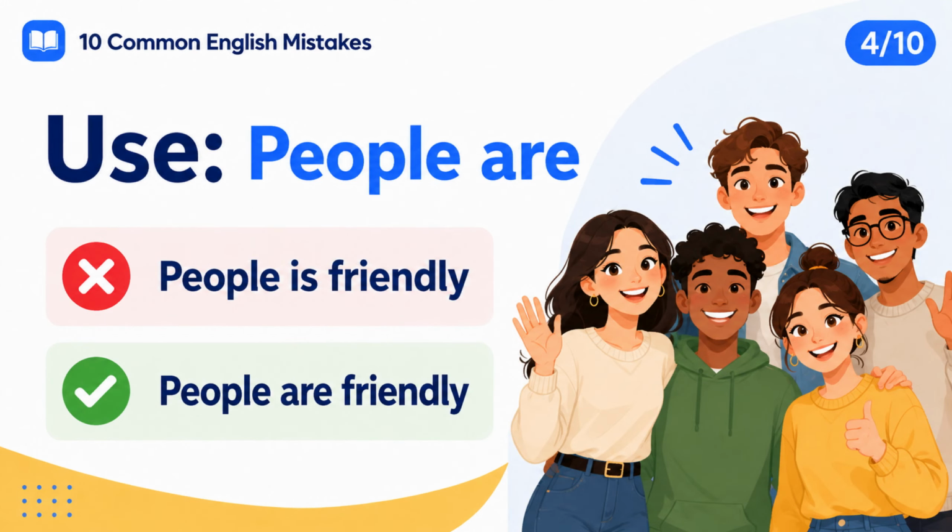Number 4. People is friendly. The word people is plural. That means we need to use are, not is. The correct sentence is, people are friendly.